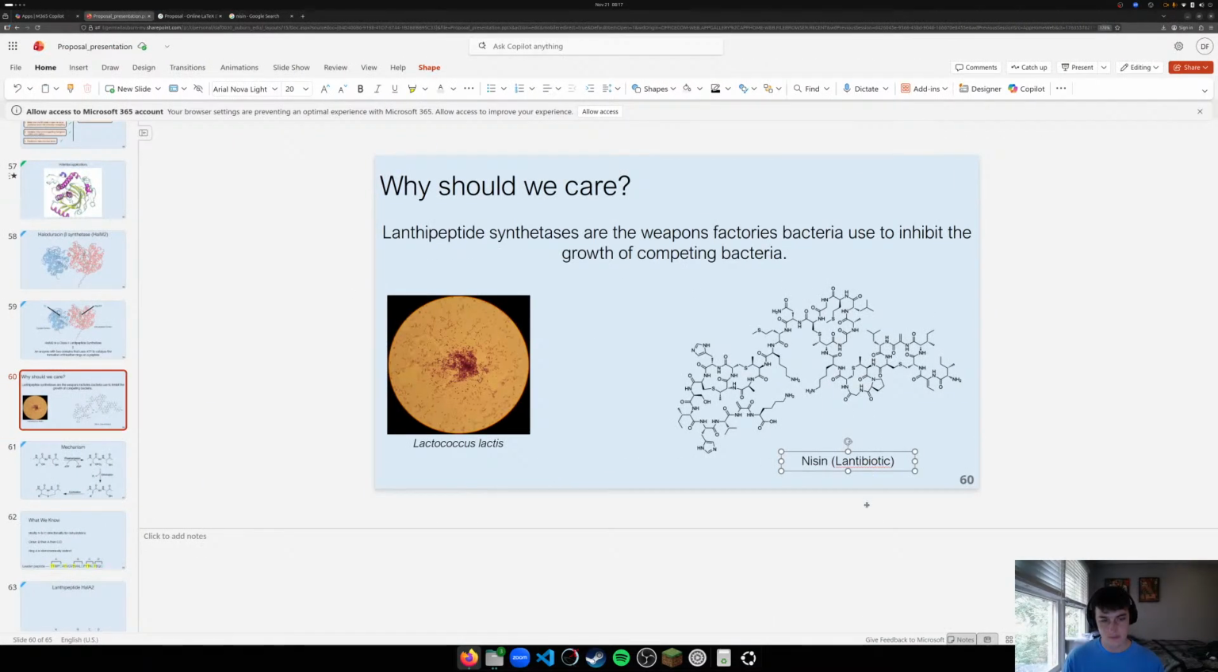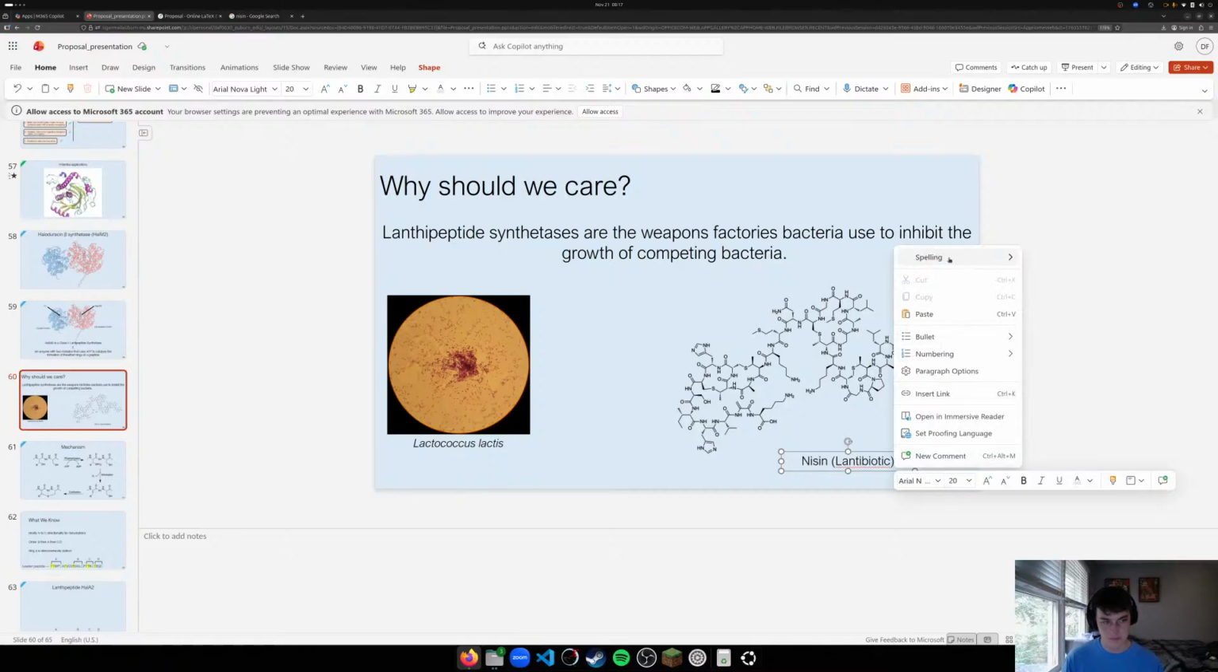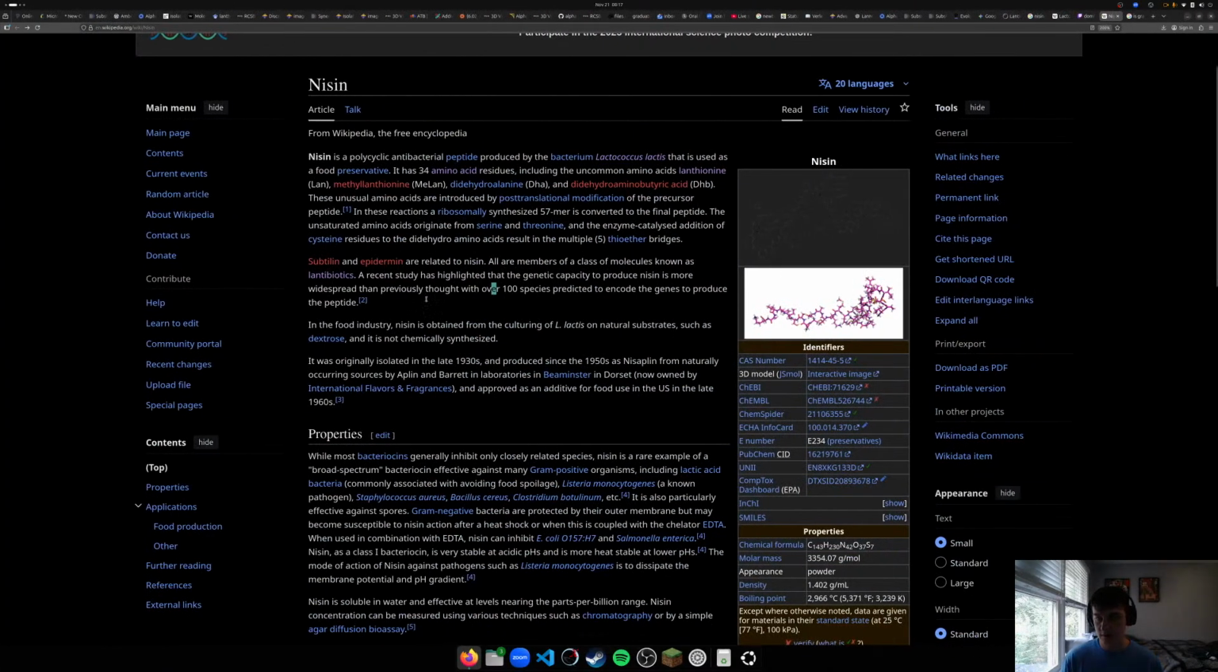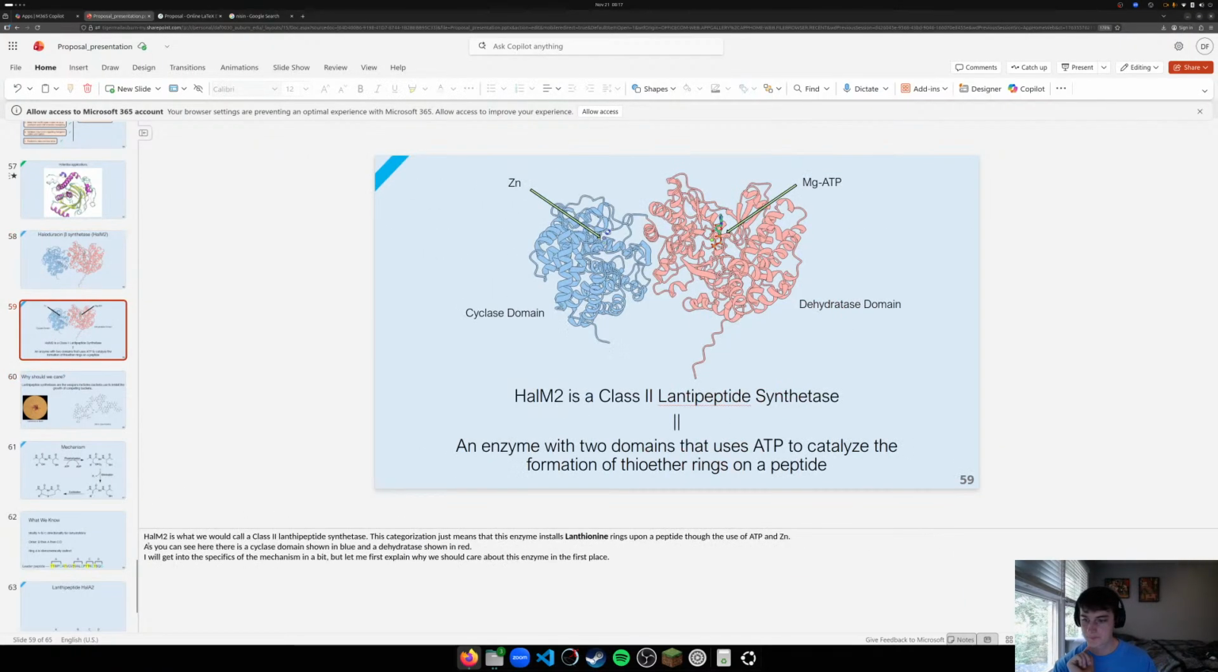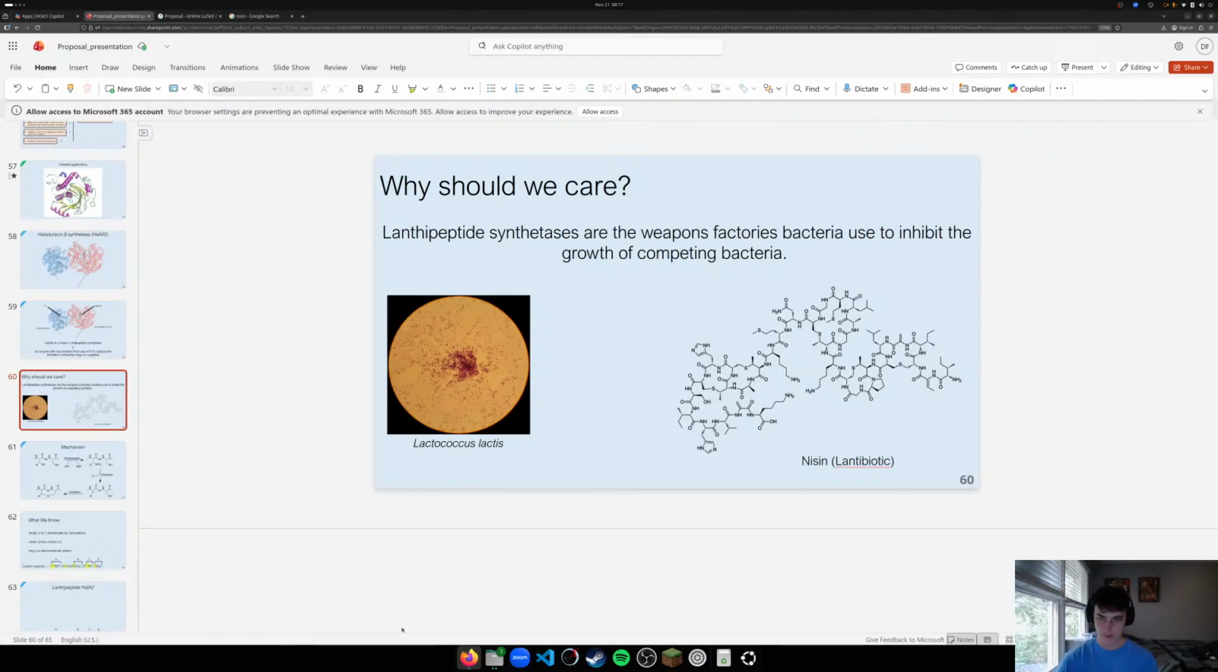Lanti. That's how you spell it, right? Lanti, B-I-O-T-I-C. All right. So what do I want to say here? I will get into the specifics of the mechanism in a bit, but first let me explain why we should care about this enzyme in the first place. Lanthipeptide synthetases are nature's chemical weapon factory for survival.